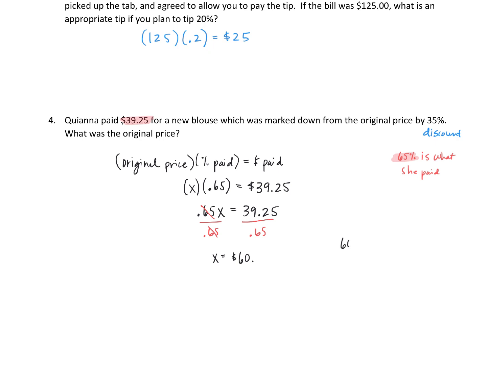In my calculator, I got 60.3846154. Since I'm dealing with money, I want to round this to the hundredths place, the 8. So I'm going to look at the number right behind the 8. Since it's a 4, that means I'm going to keep 8 as it is. If this 4 was a 5 or higher, it would round up to 39 cents. So 38 cents.